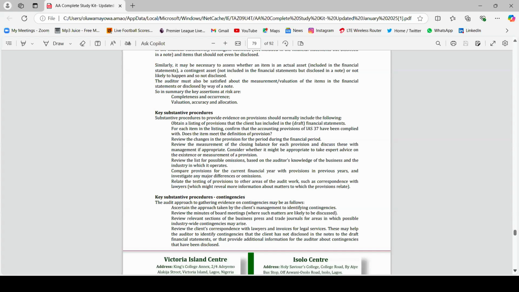Now, what do we mean by reviewing changes in this provision? I've used the example of a court case. Let's use the example of warranty.